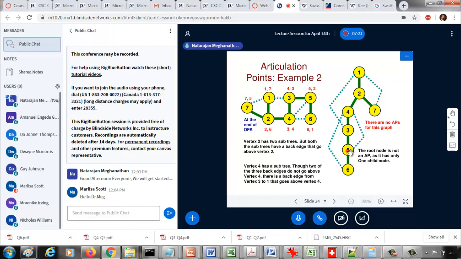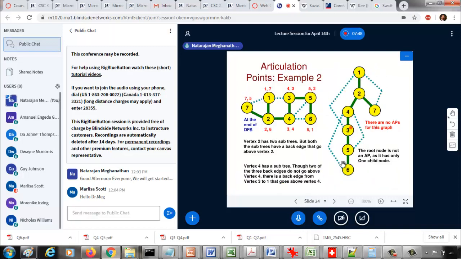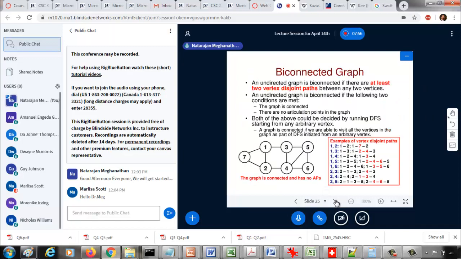So there is a special name if no vertex in a graph is an articulation point and the graph is connected. What I mean by connected is that when you run depth first search starting from some vertex, say 1, you can visit all the vertices. If you can accomplish that, then the graph is said to be a connected graph. After running depth first search you get the depth first search tree and decide whether any vertex is an articulation point or not. If no vertex in a connected graph is an articulation point, then the graph is said to be a biconnected graph.